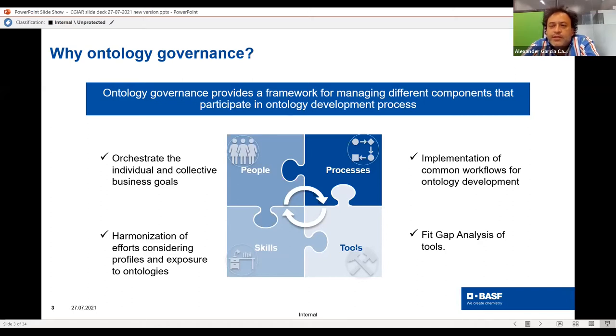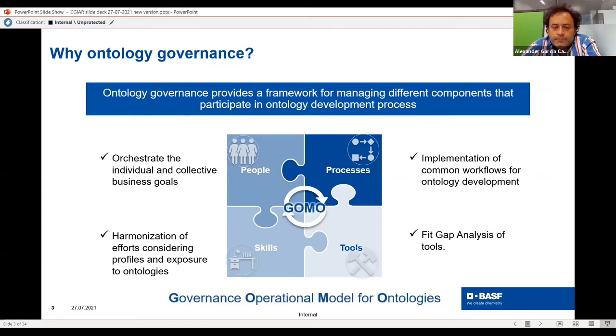And this is a clear indicator that tools are something that we are considering, yes, very important, but we are not moving from saying we need this tool, but instead we are moving from saying we have this diverse set of needs, requirements that are addressing specific business needs that have to allow us to deliver business value, and for which we need governance. So that's pretty much the rationale behind our GOMO project, the governance operational model for ontologies.